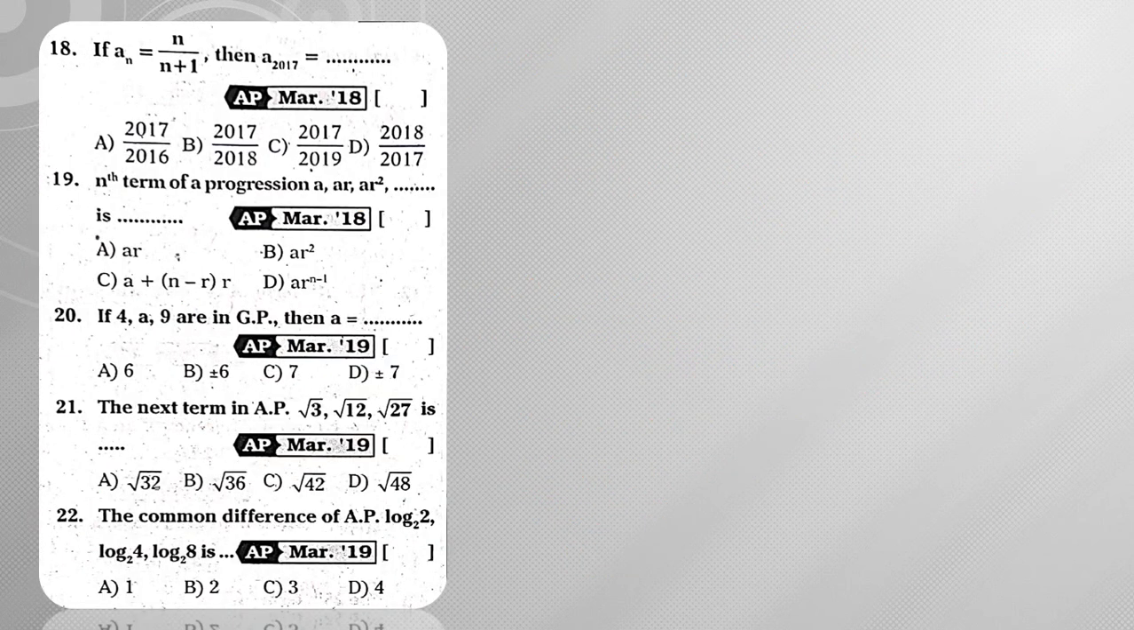Next, AN is equal to n by n plus 1. Then what is the value of A 2017? So A 2017, I can write it as 2017 by 2017 plus 1, which is nothing but 2017 by 2018. Hence the answer is 2017 by 2018. Nth term of a progression, AR square. So this is nothing but a geometric progression, right? So this is a geometric progression.